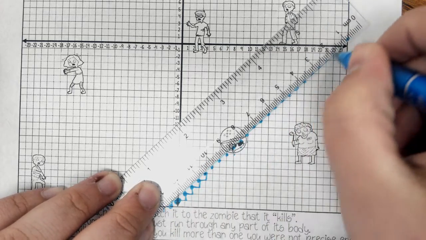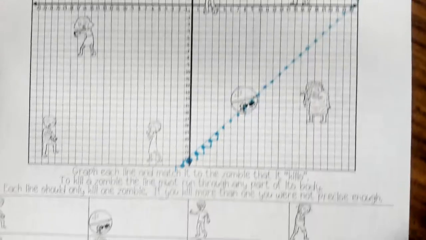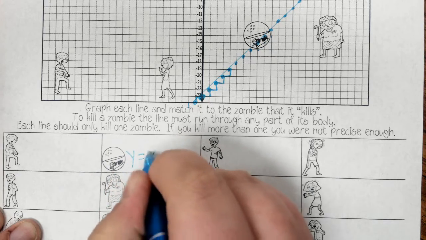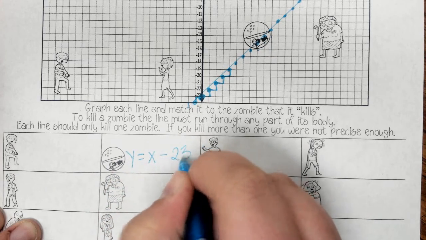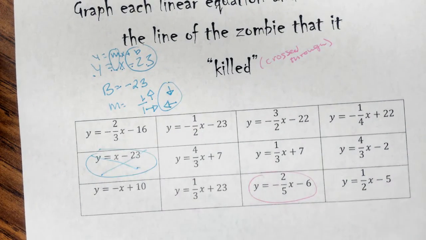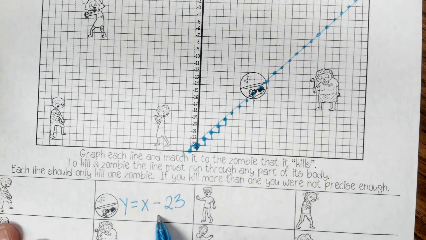And this line goes through the hamster zombie. So by the hamster zombie, we're going to write y equals x minus 23. I'm just rewriting the equation that we graphed, by the zombie that it killed.